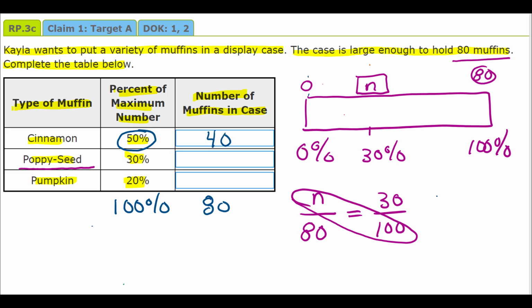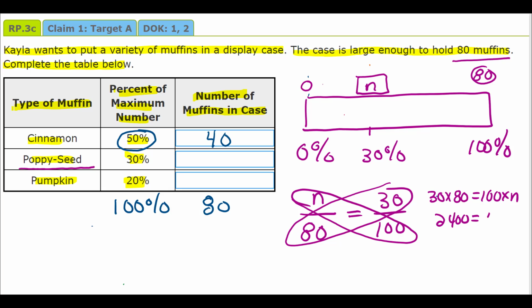So now that we're set up with our problem, we can go ahead and do our cross multiplication of 30 times 80 is equal to 100 times n. 30 times 80 is 2,400. This is 100n. Divide each side by 100. 24 is equal to n. So the number of poppy seed muffins we have is 24.